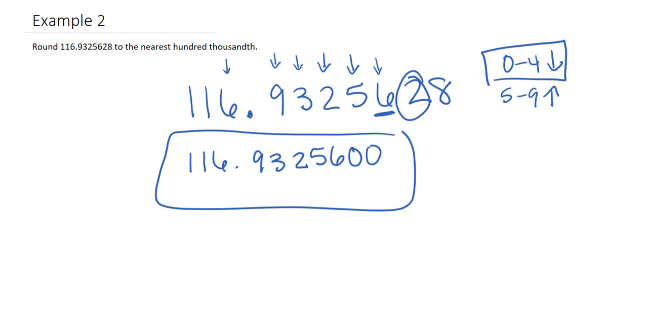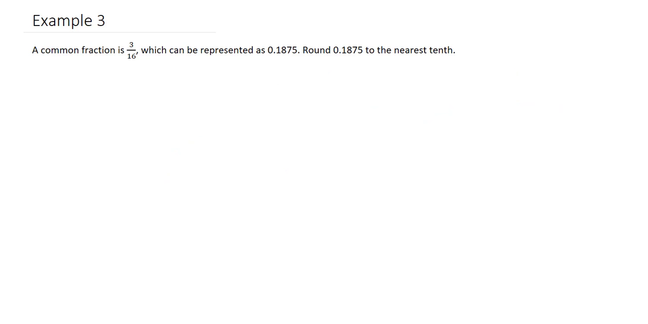Now let's do the final example. Example 3: a common fraction is 3 over 16, which can be represented as 0.1875. We're going to round to the nearest tenth. Let's rewrite this number. We have our ones place value, and then we have our tenths place value. We need to look at this one. We're rounding this number either up or down, but we're going to look to the right of it to determine if we're rounding up or down.